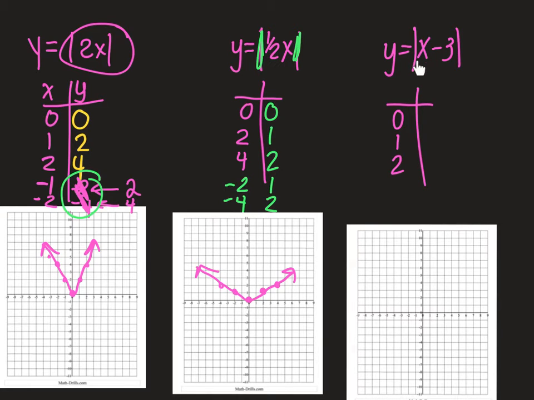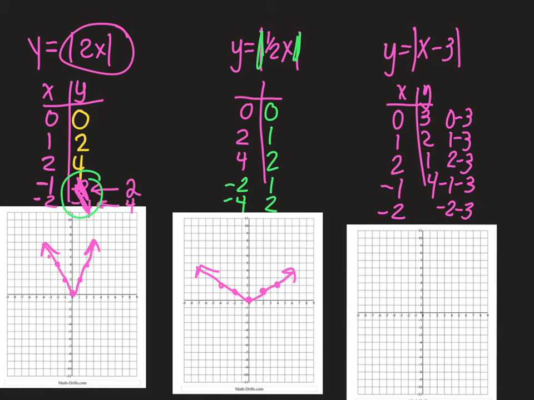Let's do this guy. So now I'm back to my x, but I got a -3. Do we have any predictions there before I start doing it? What is going to happen? Well, I know what's going to happen, but I'm not going to give any secrets away yet. So 0 minus 3 is -3, but I make it positive. 1 minus 3 is -2, but I make it positive. 2 minus 3 is -1, but I make it positive. -1 minus 3 is -4, but I make it positive.